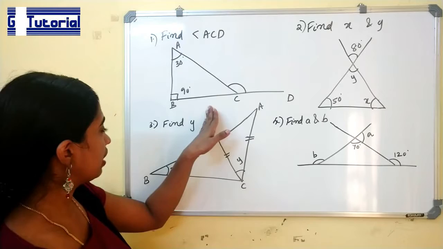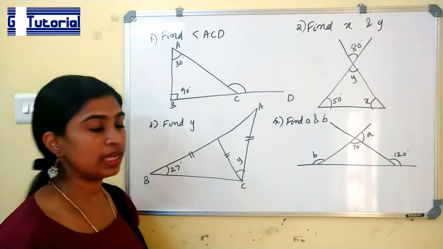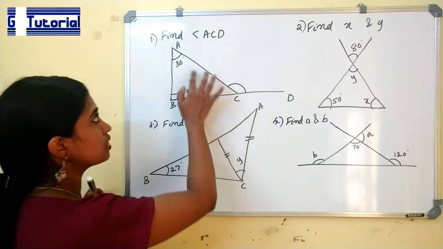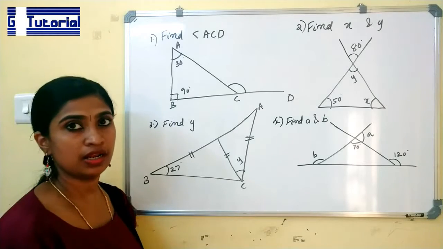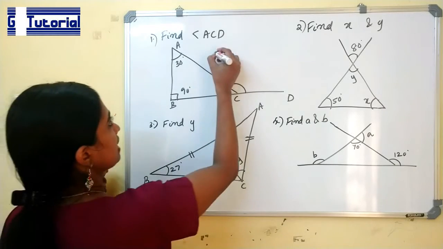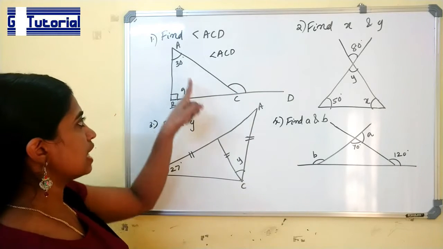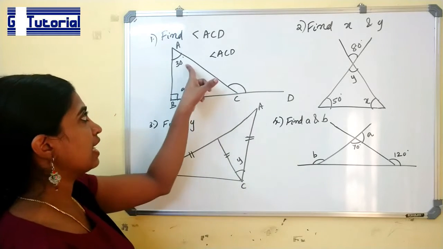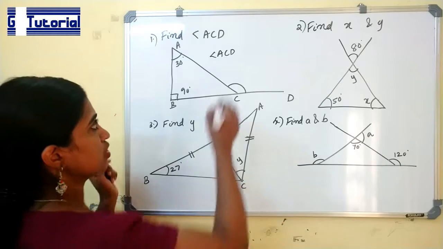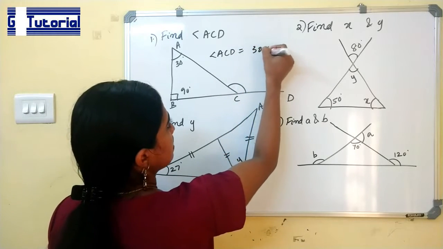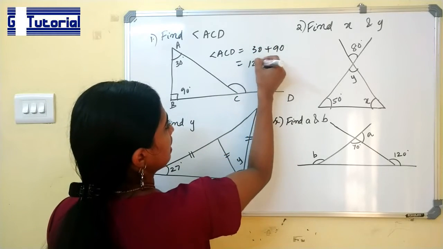If you look at the figure, this is based on the property that an exterior angle is equal to the sum of the interior opposite angles. So angle ACD is equal to the sum of the interior opposite angles, which are angle A plus angle B. Angle A is 30, angle B is 90. So 30 plus 90 gives angle ACD, that is 120 degrees.